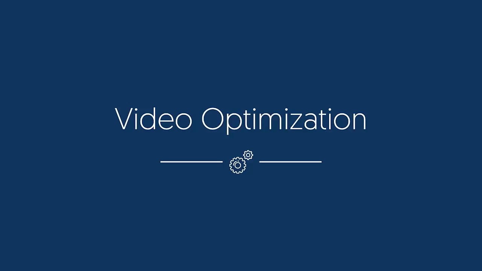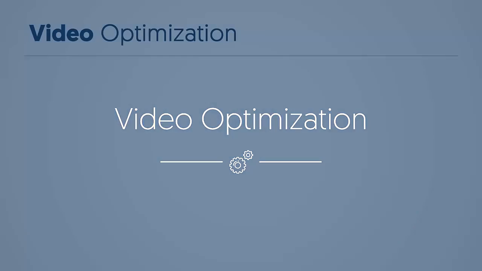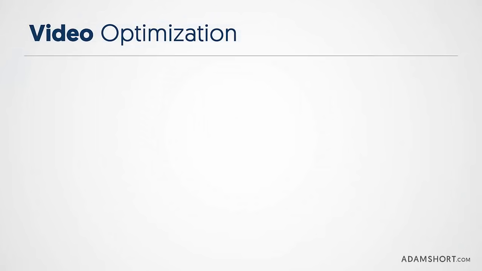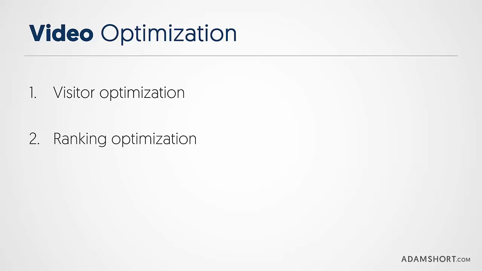Now, I'll talk about video creation a little bit later in this video, and I'm going to give you a formula for getting your videos created that's really streamlined, very efficient, and very effective. But in this section, I want to talk about video optimization. Just as with channel optimization, video optimization includes 2 key steps, and those steps happen to be the same steps that we followed with channel optimization. We're just going to apply them a little bit differently. And those, of course, are visitor optimization and ranking optimization. And we'll go ahead and start with visitor optimization.